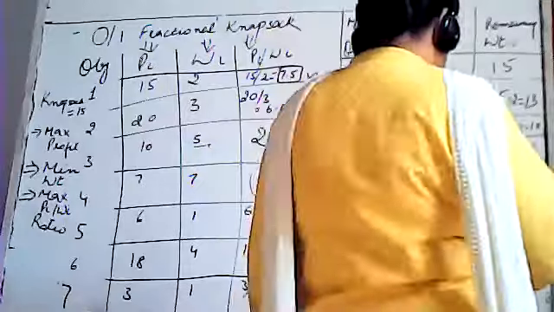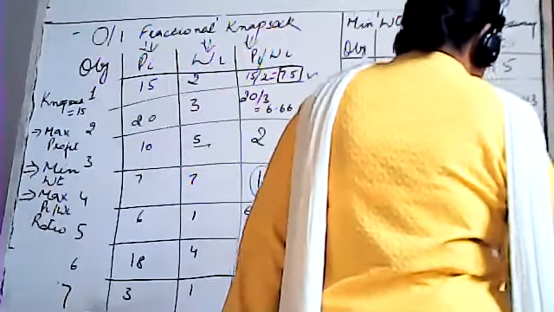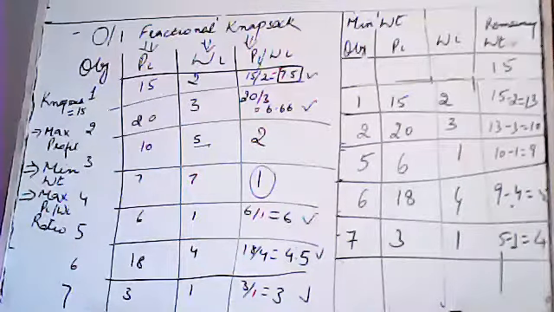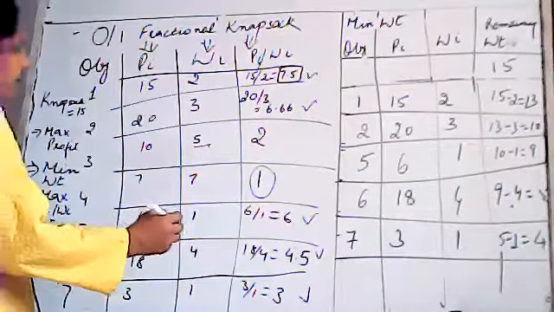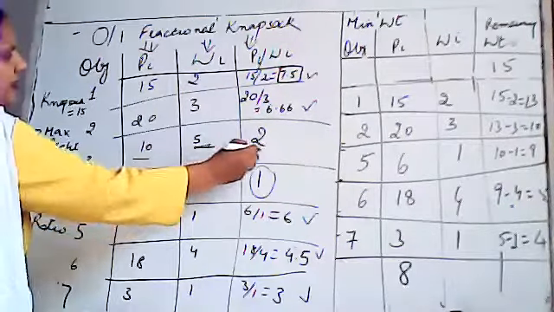Just wait, I have done something wrong. Okay, now it's okay. 5 minus 1 is equal to 4. Their weight was 1, I had subtracted 3 kg by mistake. So 5 minus 1 is 4. So by picking up 4 kgs, how much profit will I be earning? 8. 10 by 5 is 2.